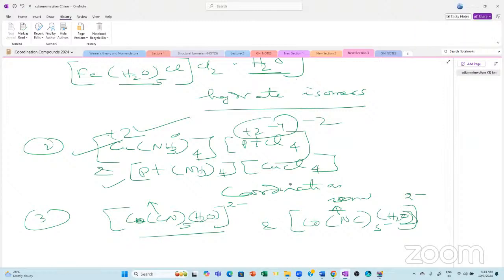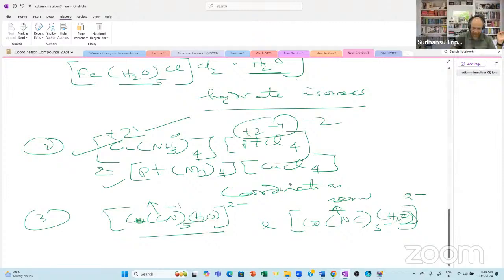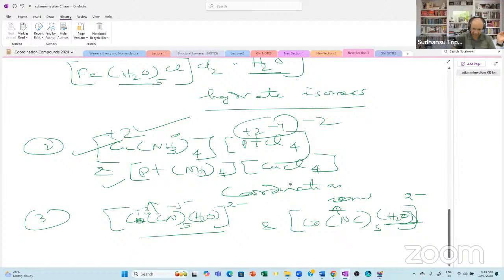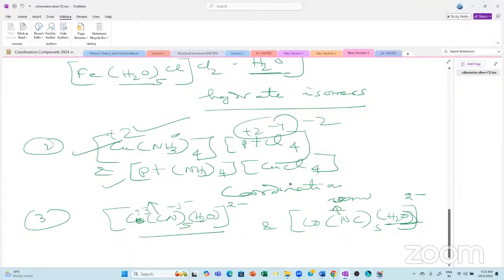Aquapentacyanidocobaltate(III) ion. Yes, because this is minus 5, this has to be plus 3, then only the net charge will be 2 minus. So this will be penta. Aquapentacyanidocobaltate(III) ion, and aquapentaisocyanidocobaltate(III) ion.